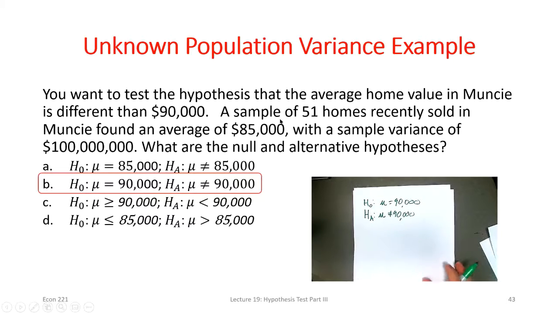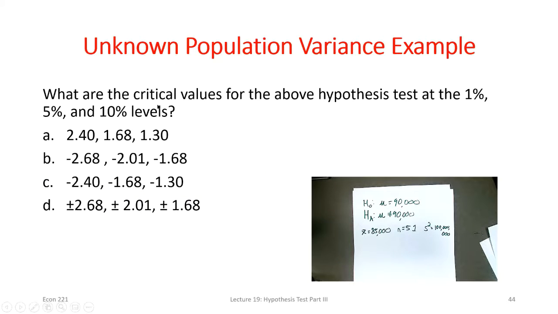And the other information that we're told: we find a sample mean of 85,000. I looked at 51 homes, and my sample variance is huge, so 100 million. I'd probably give you a number a little easier to deal with on the exam than that. So we've got a two-tailed test. What are our critical values going to be?